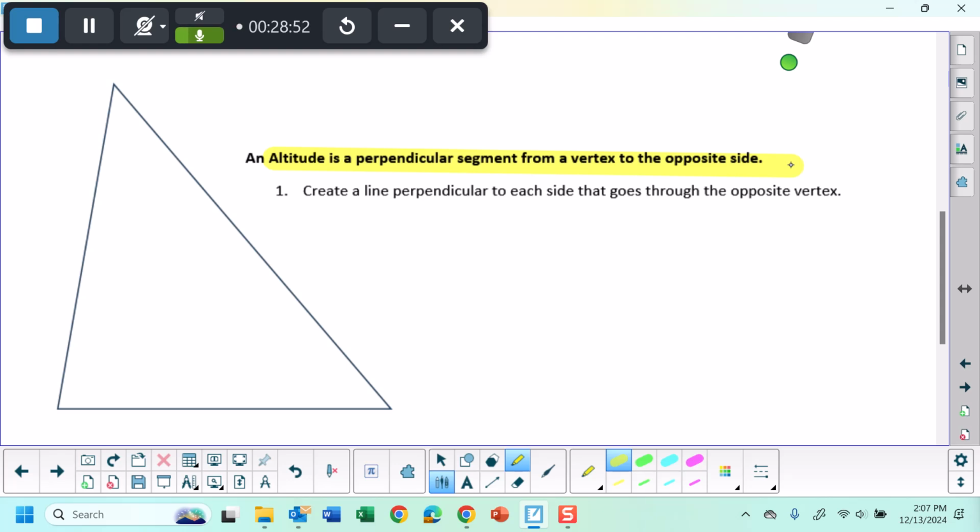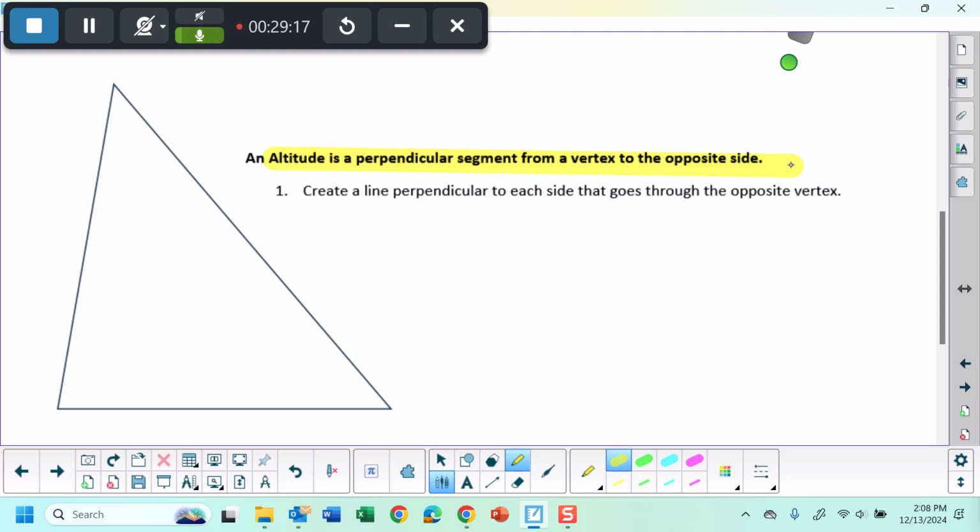When I want a perpendicular bisector, I need the whole thing. When I want a median, I just need the midpoint. When I want an altitude, I want the perpendicular part. So those two parts of that segment, I use each one separately in addition to using them together.